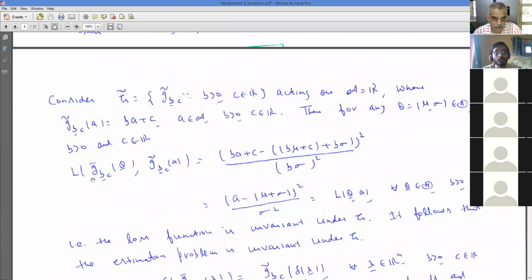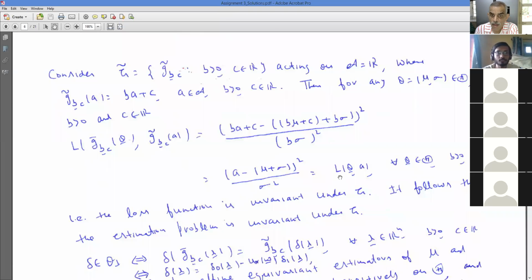Yes, sir. So I see what is L bar_{b,c}(θ) and L tilde. Original loss was (a − μ)² / σ². Under g bar_{b,c}, a has become ba + c. What does μ become? μ has become bμ + c, and σ becomes bσ. So the loss becomes (ba + c − bμ − c)² / (b²σ²). So c gets cancelled. It becomes (a − μ)² / σ², b also gets cancelled, which is the same as L(θ, a).